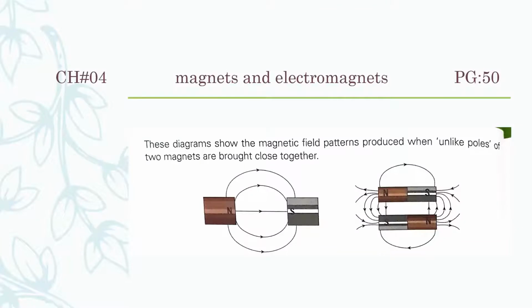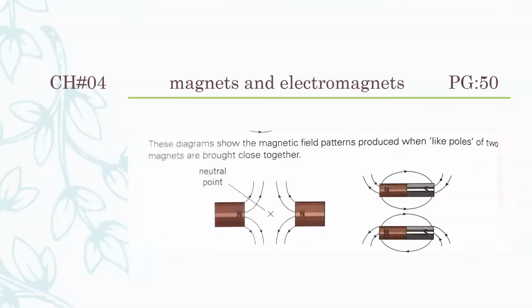This diagram shows the magnetic field pattern produced when unlike poles of two magnets are brought closer. You can see here that if you bring two unlike poles, like North Pole towards South and South Pole towards North, they will always attract each other, they will come closer towards each other and they will stick to each other.